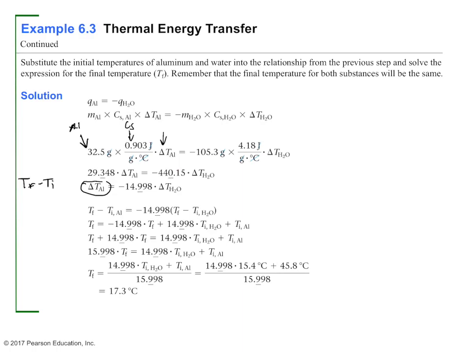So what we can do is keep solving for the final temperature. So we finally plug these in. There's the 14.988, that's what we got here, times the 15.4 degrees Celsius. That's the initial temperature of the water and the initial temperature of the aluminum, divided by 15.988. Okay, and that'll give us 17.3 degrees Celsius.